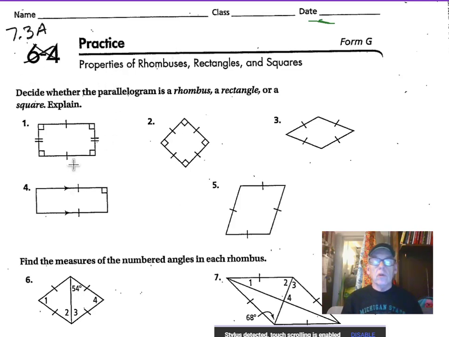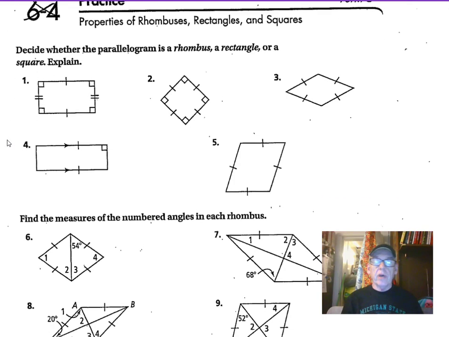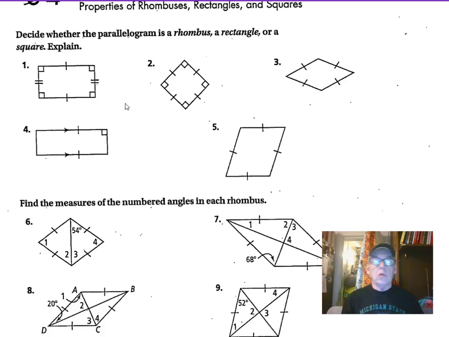Okay, this is the worksheet about properties of rhombuses, rectangles, and squares. It's the 7364 practice. So we're supposed to decide what these shapes are. If we look at number 1, we have both pairs of sides congruent. That's enough for it to be a parallelogram.